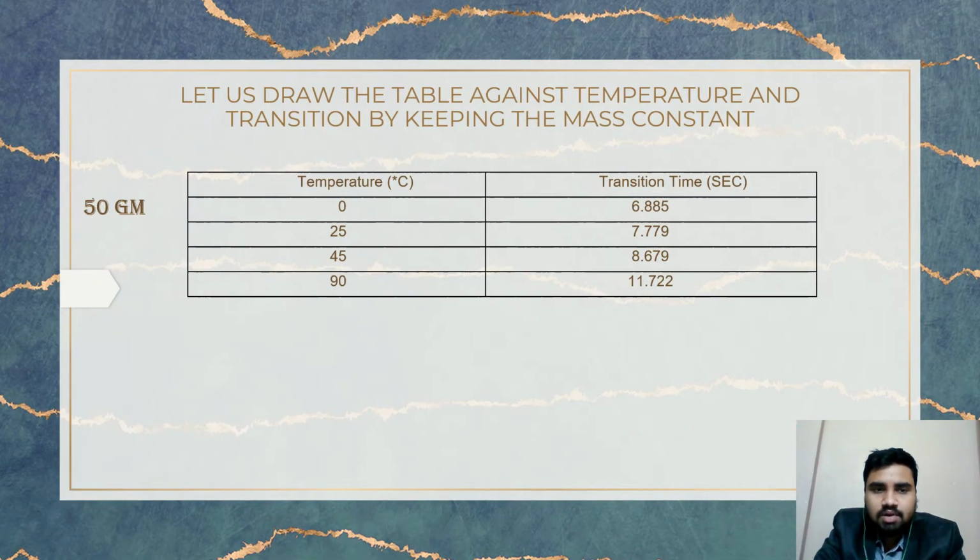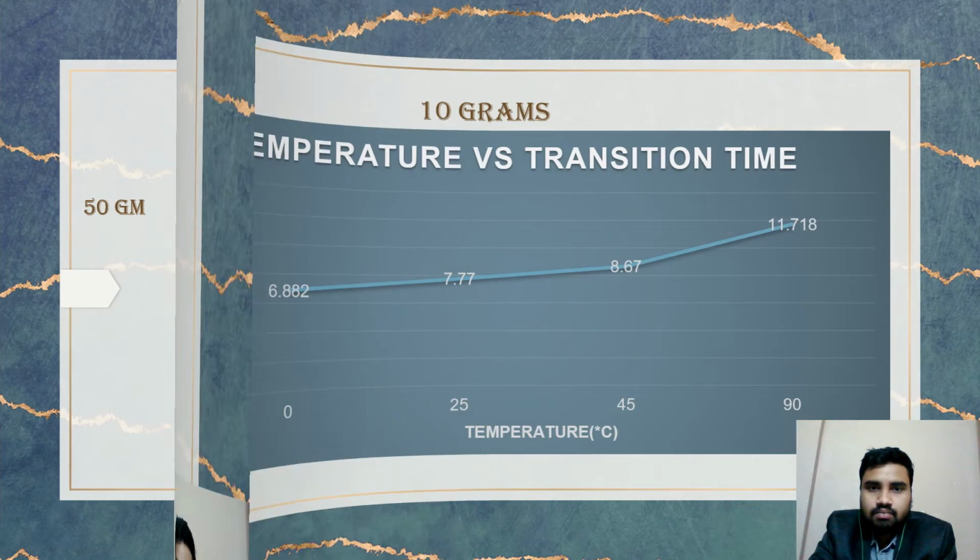After seeing the table of 50 grams of substance between the temperature and transition time, I can see that there is no such vast increase between the 30 grams and 50 grams. The transition time is increased by 0.01 second. Also, we can observe there is an increase in transition time as we increase the temperature from 0 to 90 degrees.